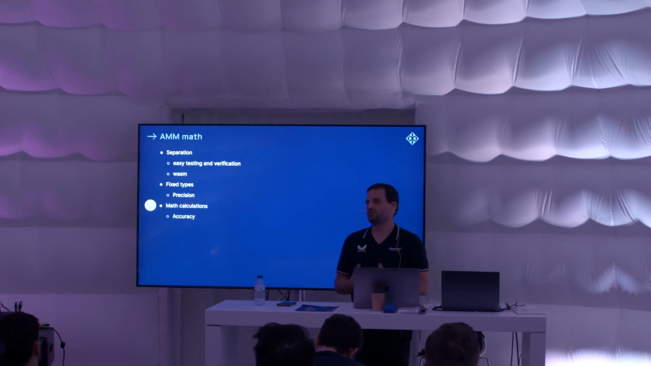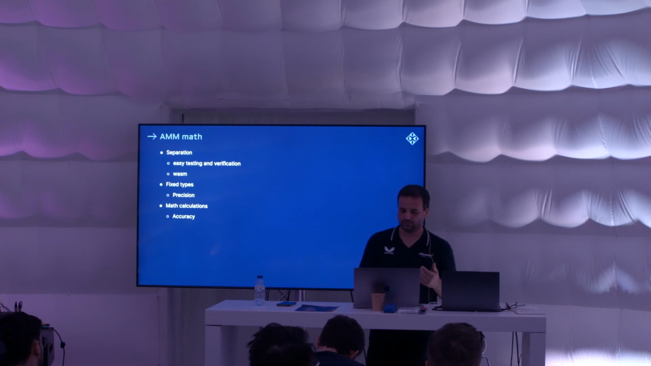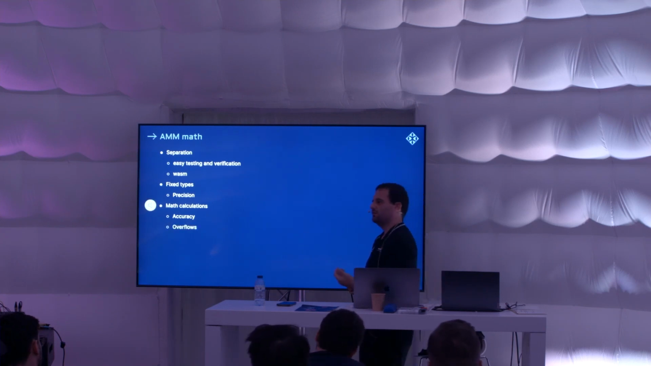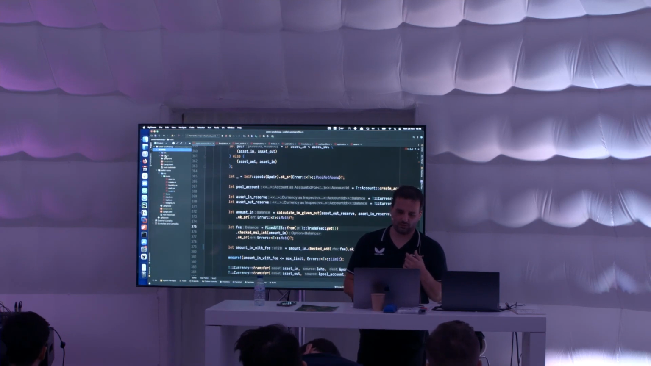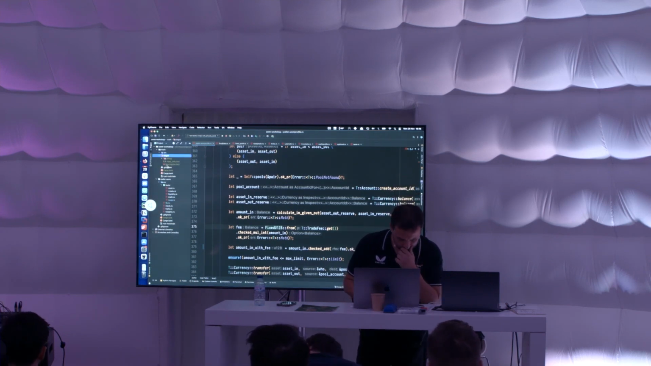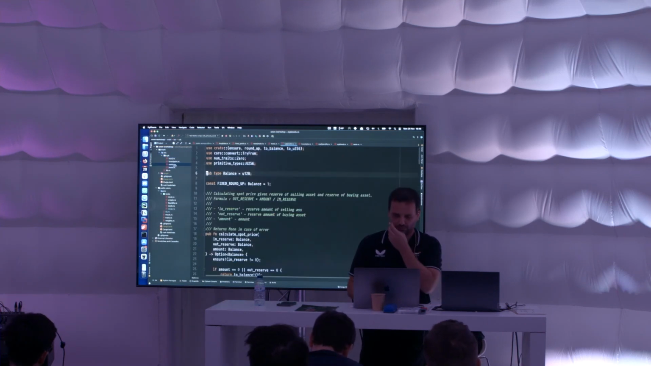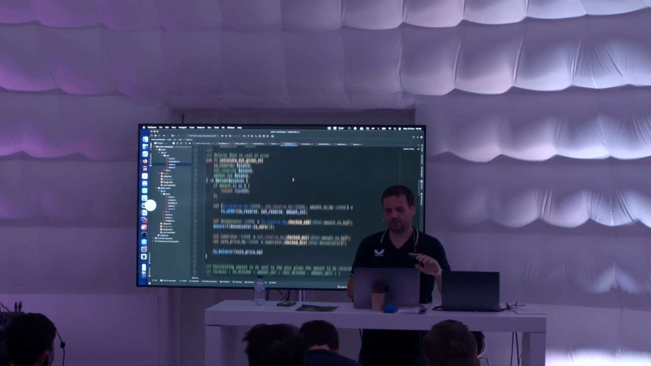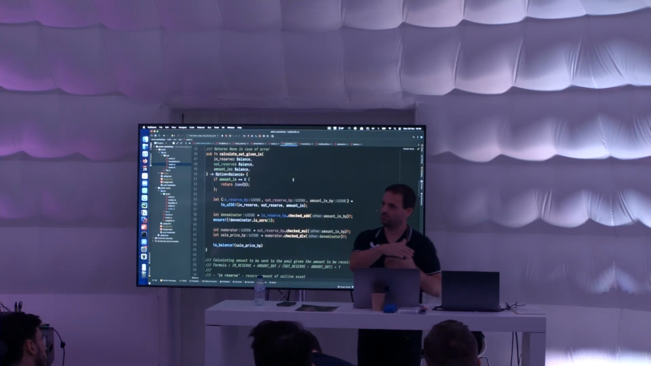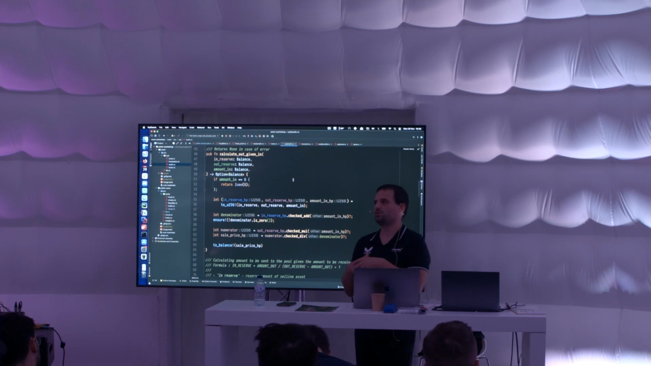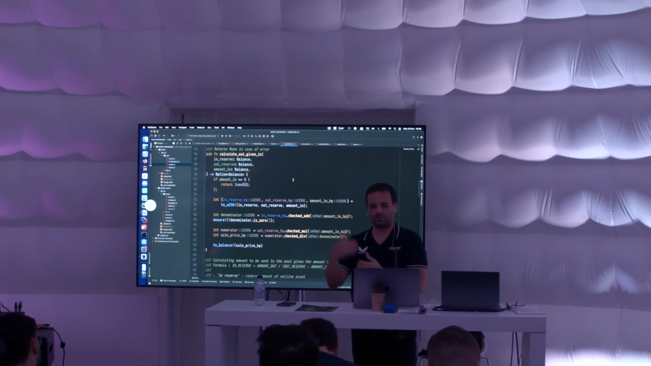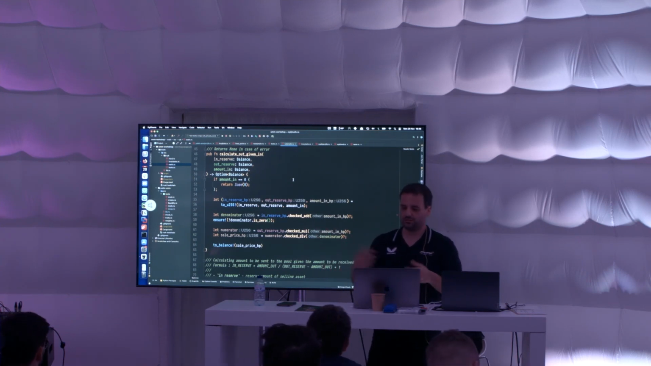So the calculations, right, must be as accurate as possible, right? Now we can have a look at the math implementations. I have the implementation of the XYK, right? So, for example, calculate out given in. This is used in buy and sell, to calculate how much asset out you get for asset in, or the other way around, right?